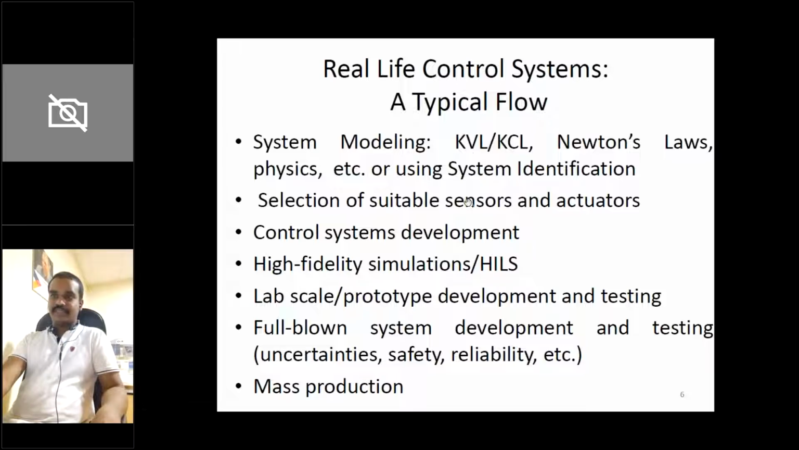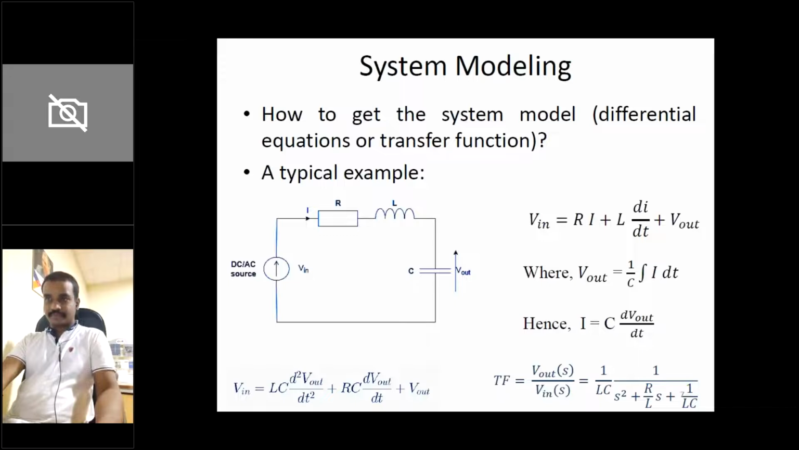That means if the system goes through all these steps, 1, 2, 3, 4, 5, 6, successfully, and if the certified engineer certifies it, then one can go for mass production. So this is a typical real life control systems flow. Most control system designs follow this typical flow. Here and there may be some changes, but this is the typical flow.